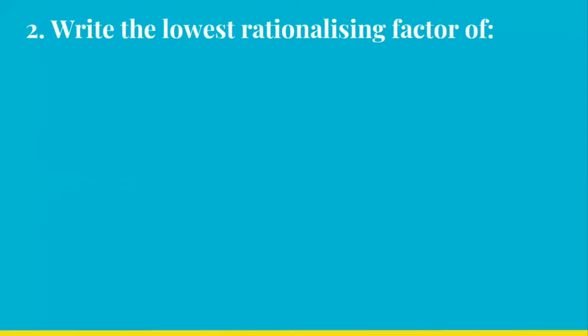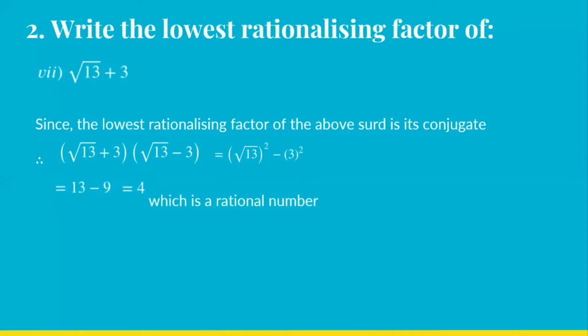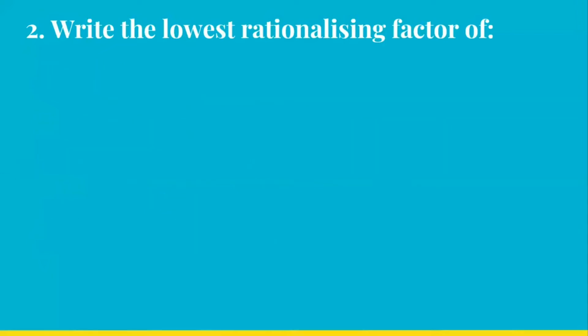The next question in this: root 13 plus 3. So it is going to be root 13 minus 3. Again, identity (a plus b) into (a minus b) is a square minus b square. Root 13 square is 13 and 3 square is 9. 13 minus 9 is 4. It is a rational number. So therefore, the rationalizing factor is root 13 minus 3. Correct?